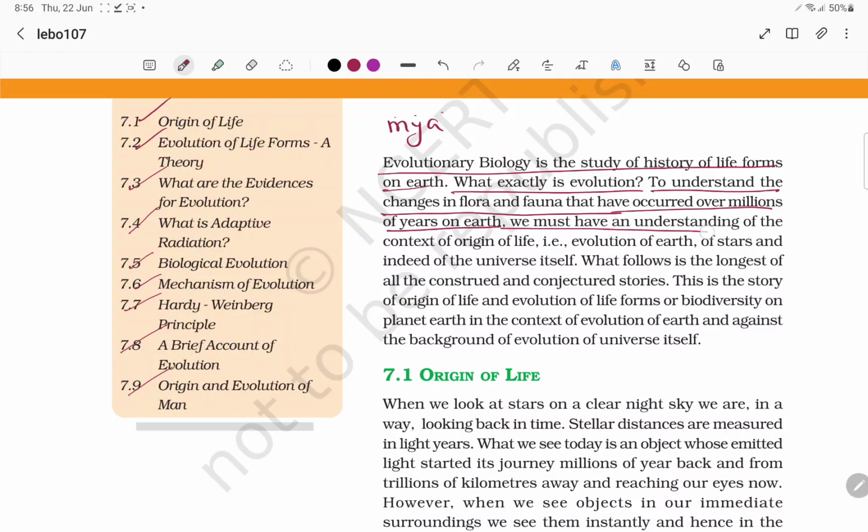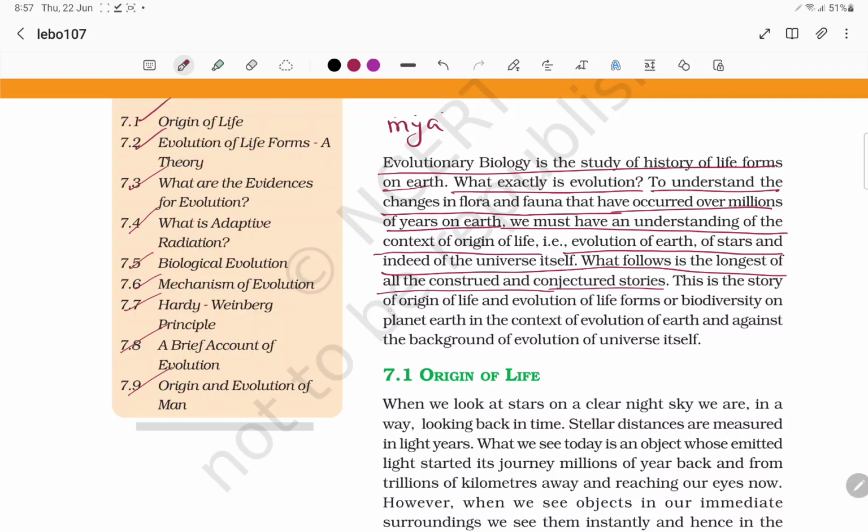We must have an understanding of the context of origin of life, how the life originated, evolution of earth, of stars, indeed of the universe itself, how everything, how the earth is formed, how the life originated, all these things. What follows is the longest of all the constructed and conjectural stories. So let's see, usually first earth is formed, later the life is originated.